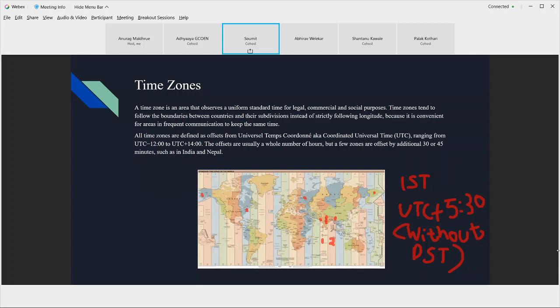Historically, India actually had two time zones. One was called the Bombay time zone in the western end, and the Calcutta time zone in the eastern end. But nowadays we just have a single time zone. So now, coming back to what is DST.